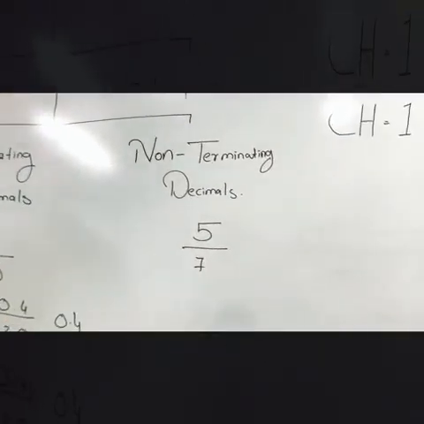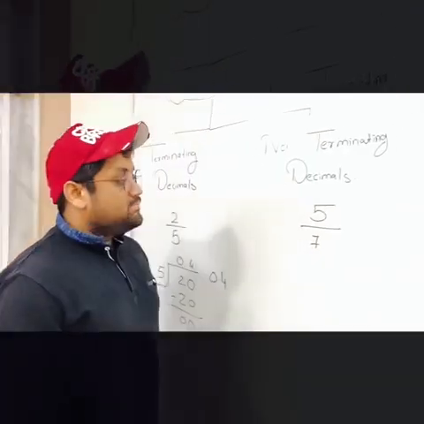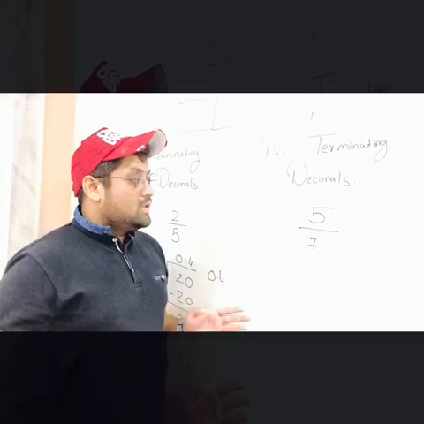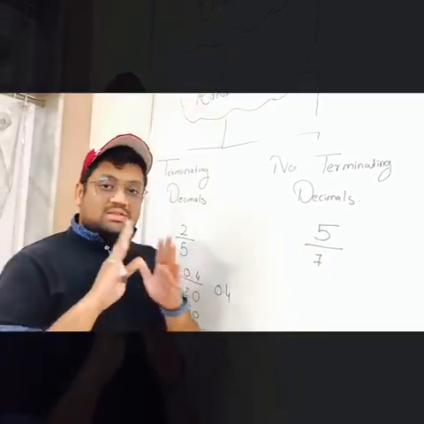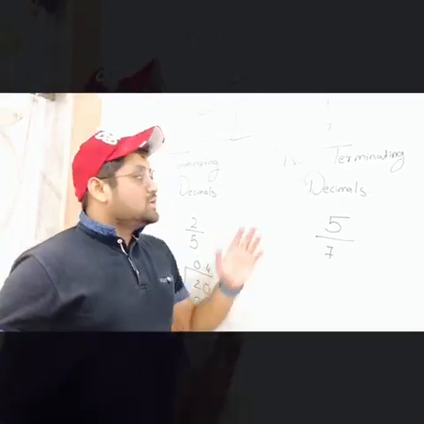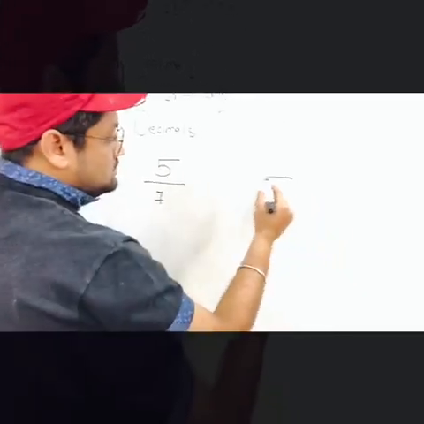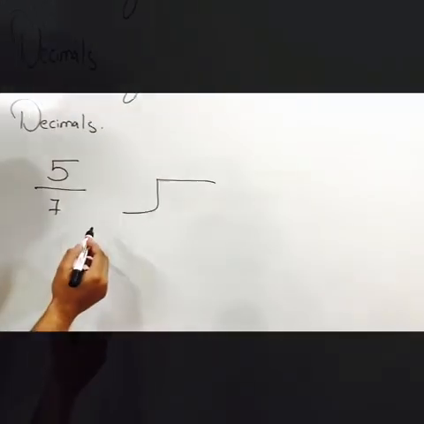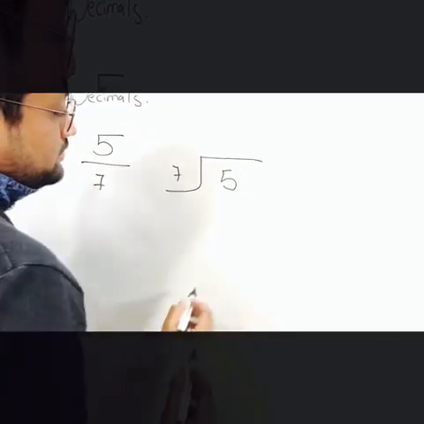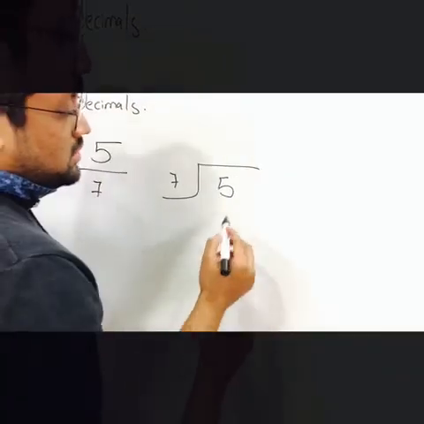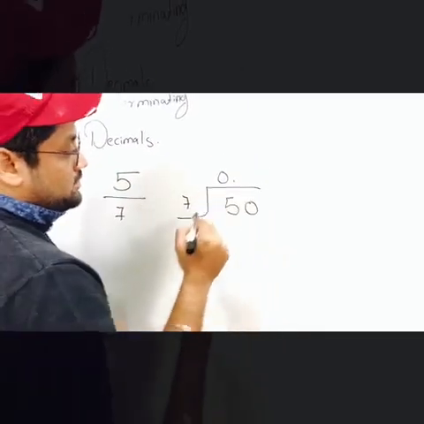Now let us move on to non-terminating decimal. What do you mean by non-terminating decimal? When we divide the number, during division, if the remainder does not come to 0, then it is known as a non-terminating decimal. Let us see the example. The denominator should be written outside and the numerator inside. Now it is not possible to divide, that's why we will put 0 and here we will put 0 point.